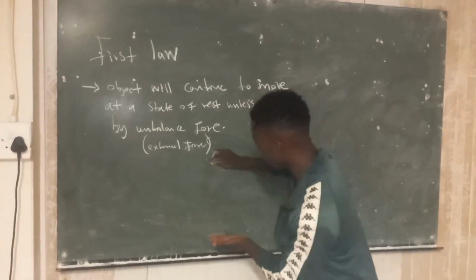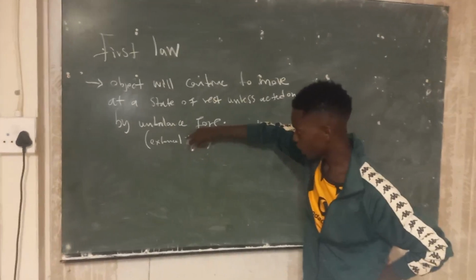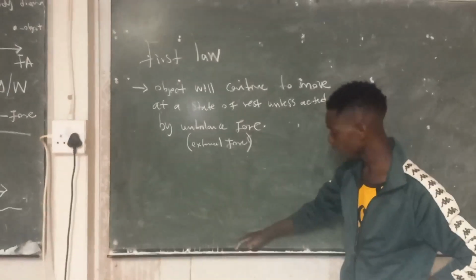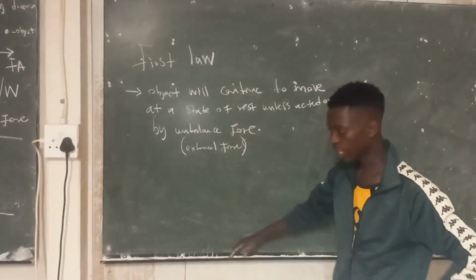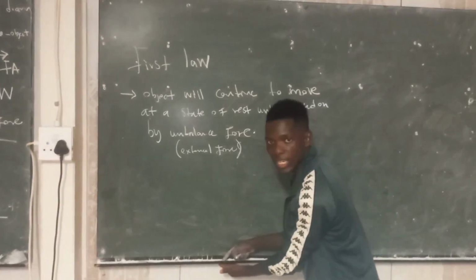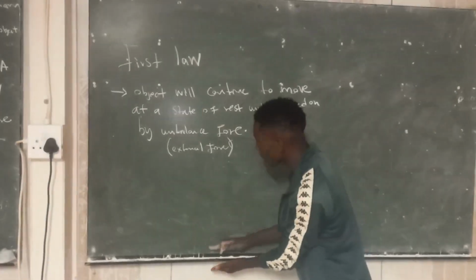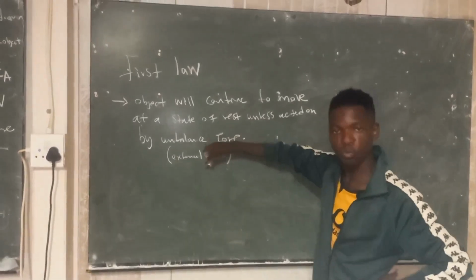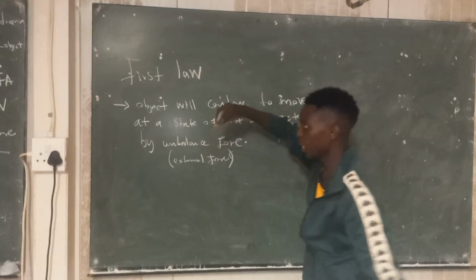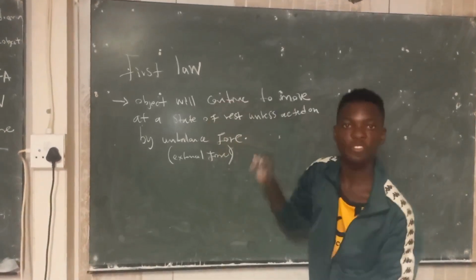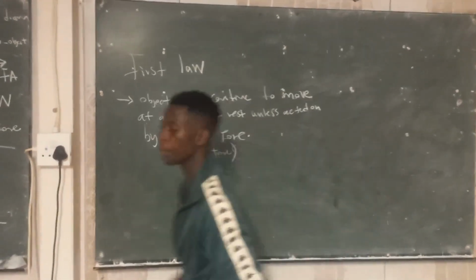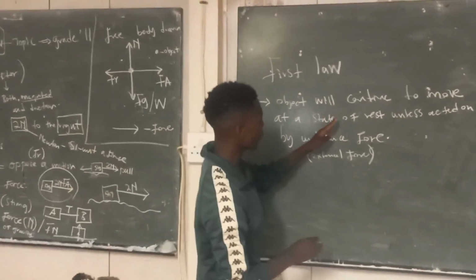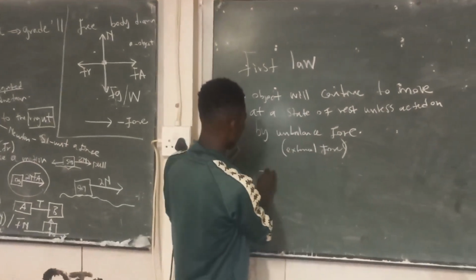Imagine this chalk here is moving, and it will continue to move, but now it finds this material. This thing acts as an unbalanced force because it is stopping this chalk from moving. If there is no external force, this chalk will go until it finds an external force. So that is the meaning of external force. We also have inertia.